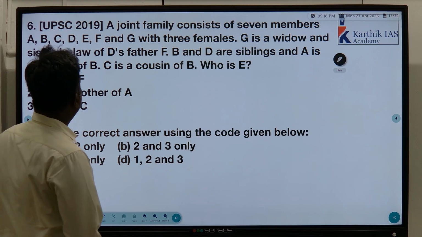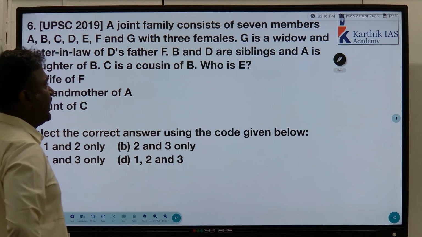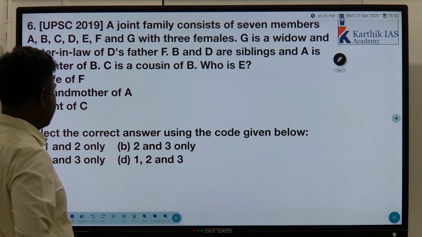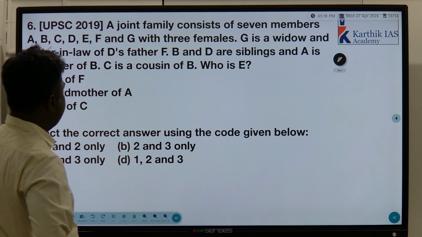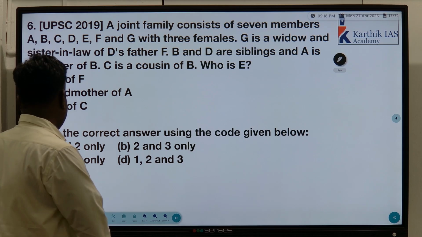Clear? Joint family consists of 7 members A, B, C, D, E, F, G with 3 females. So 3 females and 4 males. G is a widow and sister-in-law of D's father F. B and D are siblings and A is a daughter of B. C is a cousin of B. Who is E is the question.